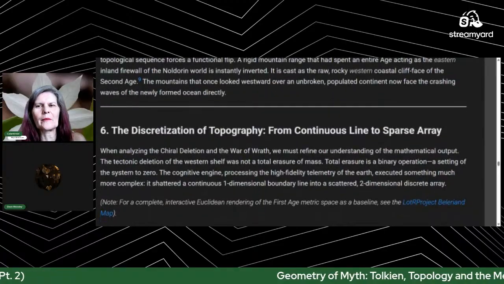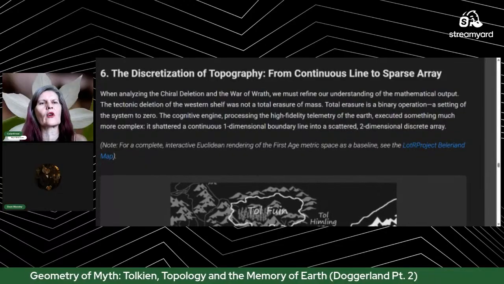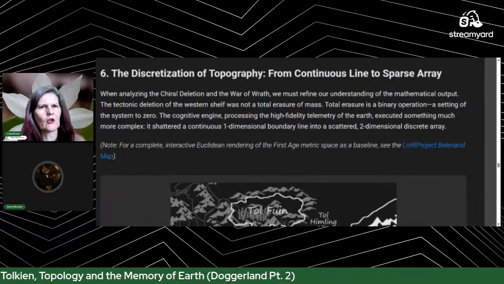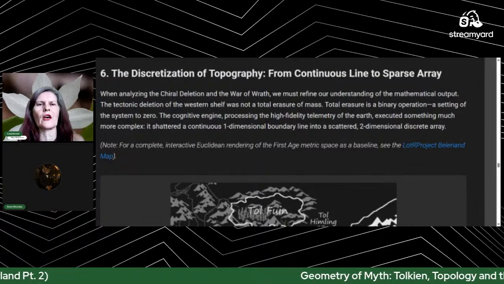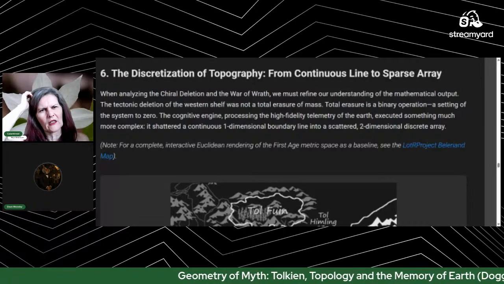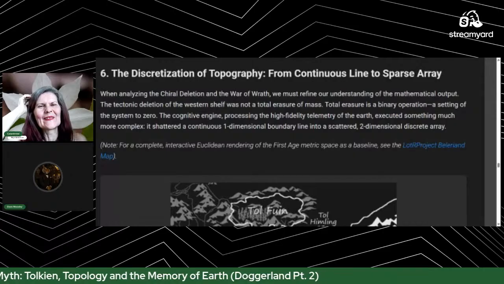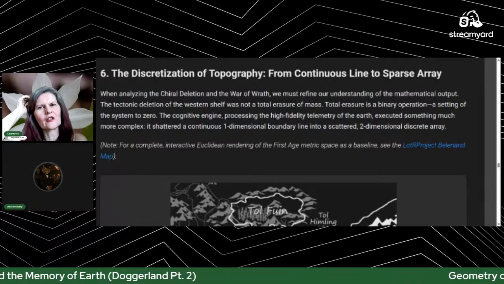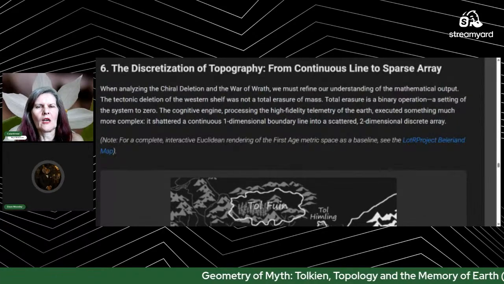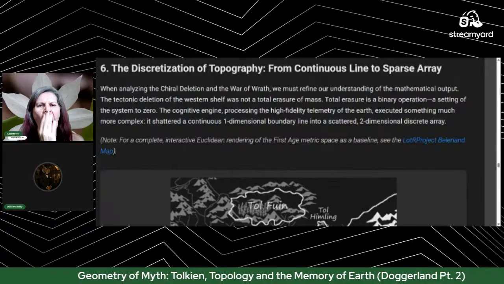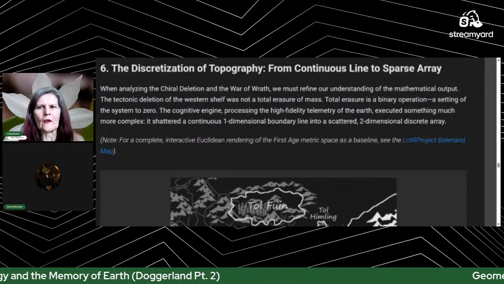Okay, very good. So then the discretization. That means to make discrete. In other words, to make discrete. I thought it was like discrediting, but then I thought, why is it a T instead of a D? The description of topology from continuous line to sparse array. What this is talking about is that after Beleriand sank, there were certain islands of it that remained above the water. So that's what this next thing is going to deal with: the topography.